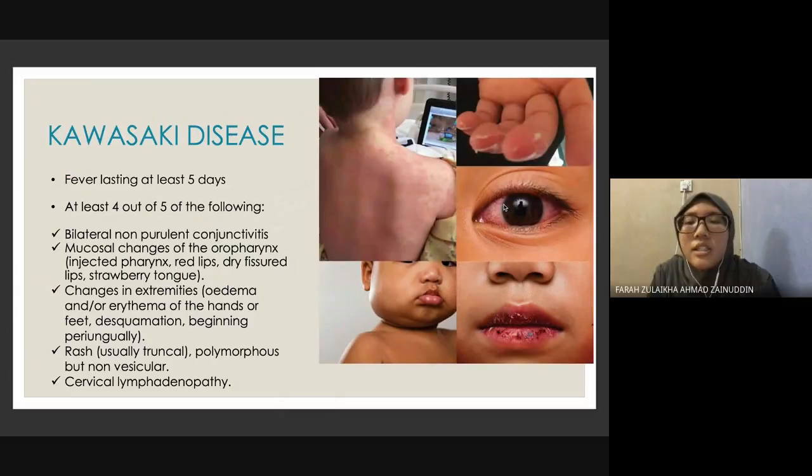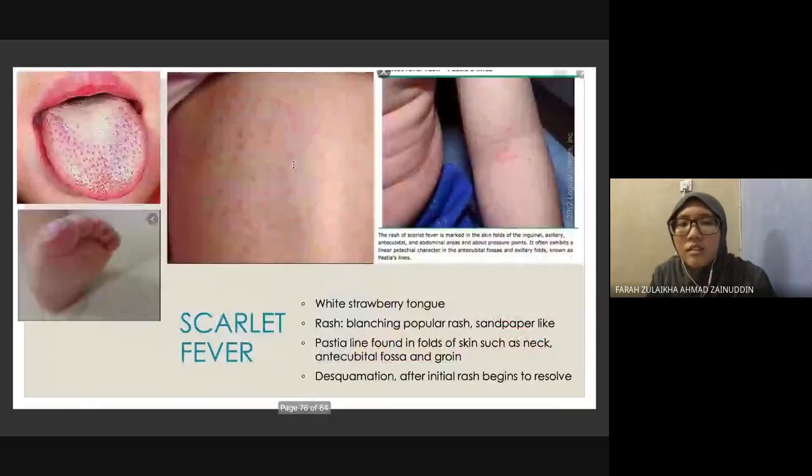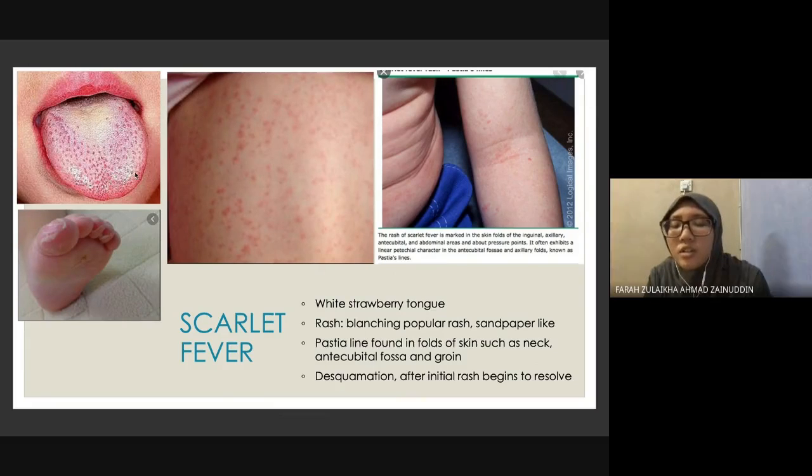Next is Kawasaki disease, as mentioned by our sister Izati just now, so I don't have to repeat it again. Next is scarlet fever. The classical feature would be the white strawberry tongue. The rash is a blanching papular rash, sandpaper-like. It has a Pastia line, which is this one. Pastia lines are found in folds of skin such as the neck, antecubital fossa and groin. The patient can also have desquamation after the rash resolves.